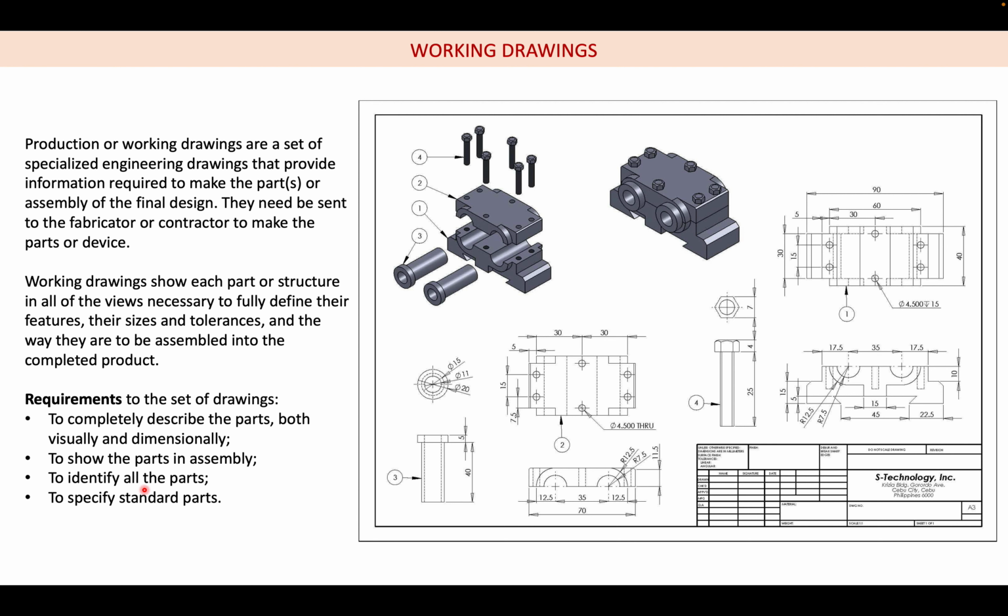Third is to identify all the parts. So this is number 4, this is number 2, this is number 1, this is number 3, and so on, and to specify the standard parts. This bolt is a standard part. Usually the standard parts are the bolts, nuts, and fasteners basically. Working drawings show each part or structure in all of the views necessary to fully define its features, size, tolerance, and the way they are to be assembled into the complete product. So this is the introduction.